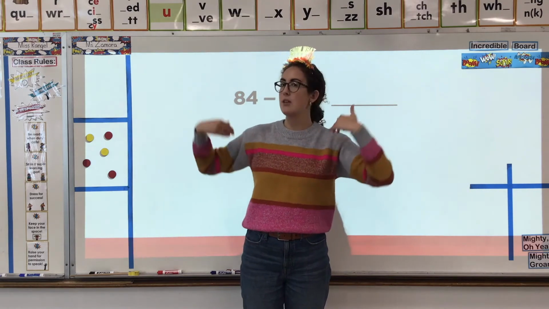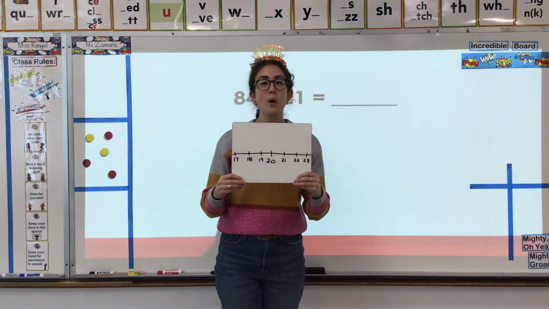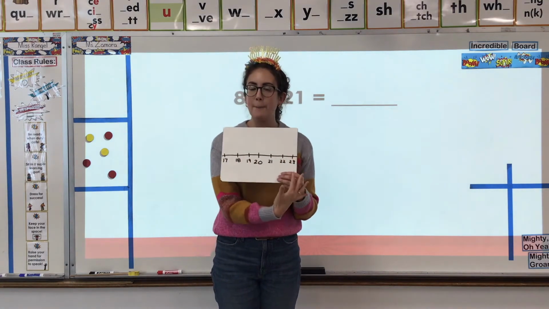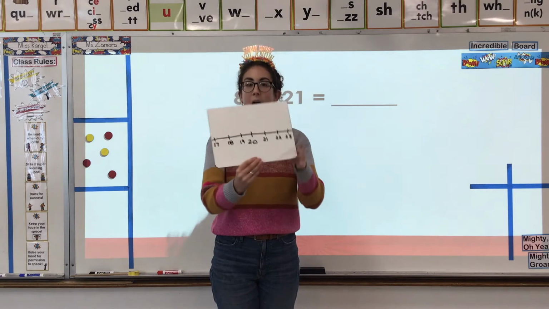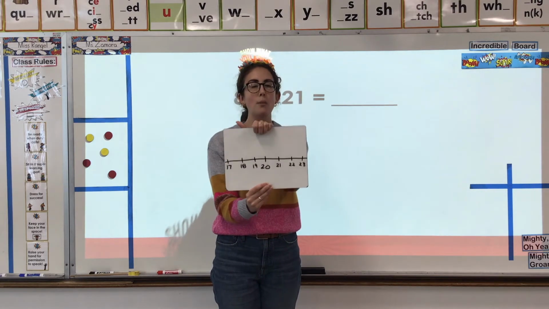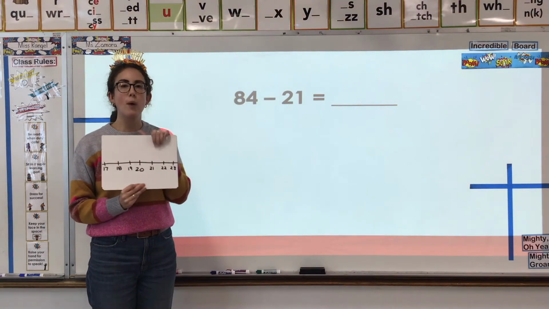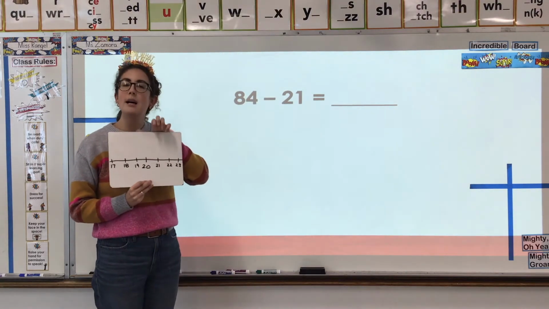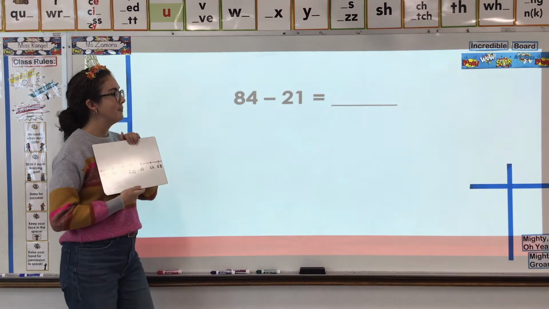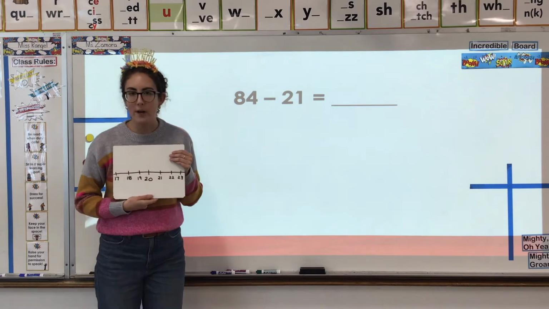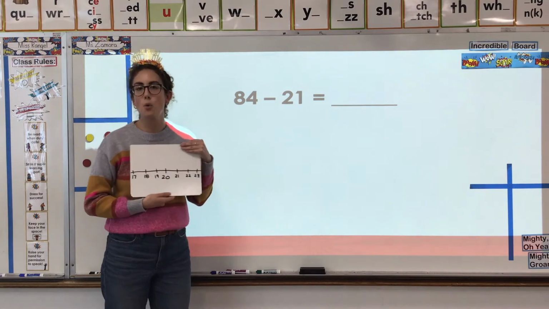You are more than welcome to write down the equations on your board, or if you want to use your whiteboard for a number line, you are more than welcome to use that as well. I really like the number line to help me see what's happening, but you can choose. I just need you to use your whiteboard as some tool to make sure you're following along. Okay, so our first problem we're going to tackle is 84 minus 21.